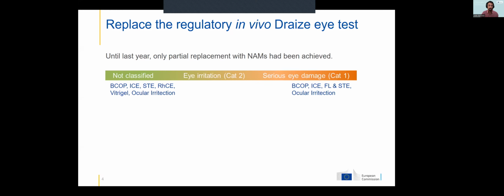In fact, until last year, only partial replacement with NAMs had been achieved. We had several methods to identify no classification and several to identify serious eye damage, according to the bottom-up approach. But the identification of eye irritation remained difficult, if not impossible, mostly due to the high rates of false positives of the methods accepted for identifying no classification, but also the false negatives of the methods accepted for identifying serious eye damage.